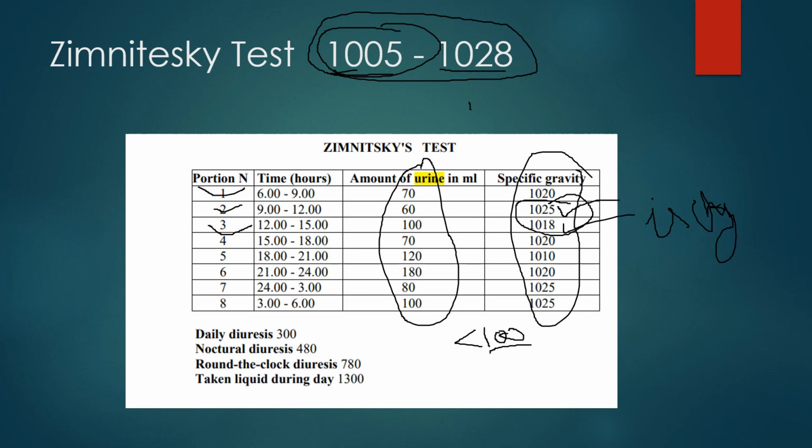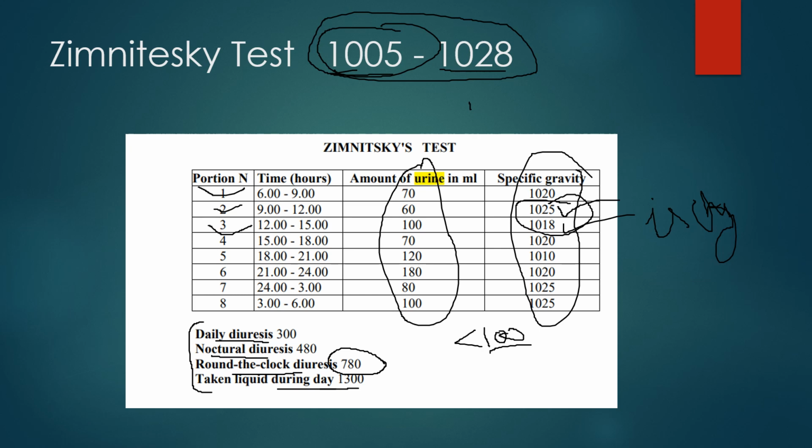So we can give the conclusion about ischemia, hyperstenuria, hypostenuria, and isostenuria. Now I will give you information about these four values. Daily diuresis means the amount of urine a person can excrete during the day. Nocturnal is during the night. Round clock diuresis means how much urine is excreted by the individual in 24 hours and how much liquid is taken during the day.